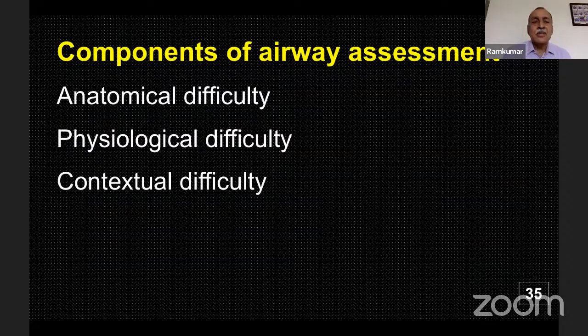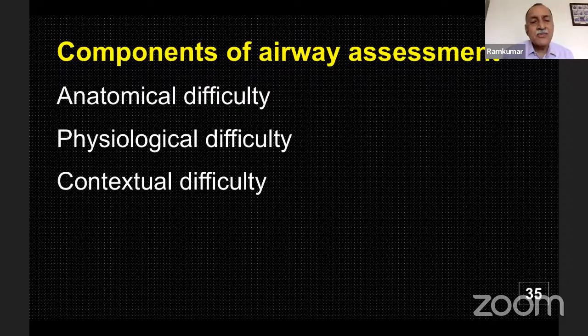We're trying to find out whether there are any anatomical factors that will come in the way of our achieving a definitive airway, be it an endotracheal tube, a supraglottic airway device, even face mask ventilation, or the eventual emergency cricothyrotomy. We look for all these anatomical evidences when we examine a patient to try and identify whether this patient is going to pose a problem to us in any of these steps of airway management. So anatomical difficulty is one of the components of airway assessment.